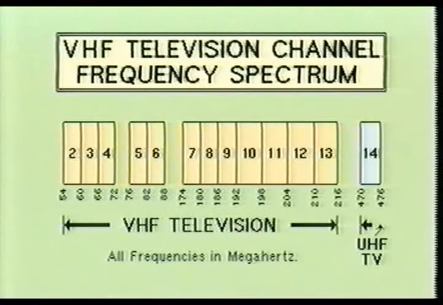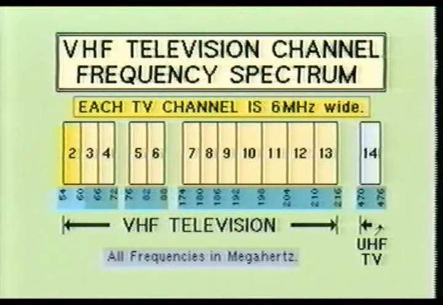A portion of the gap between channels 6 and 7 is used for the broadcast of FM radio stations. As you may recall from your You Can Do FM radio videos, the FM radio bandwidth occupies all the frequencies between 88 MHz to 108 MHz. You should also notice that each television channel is 6 MHz wide. This 6 MHz bandwidth is the standard bandwidth for all television channels in both the UHF and the VHF channel frequencies.